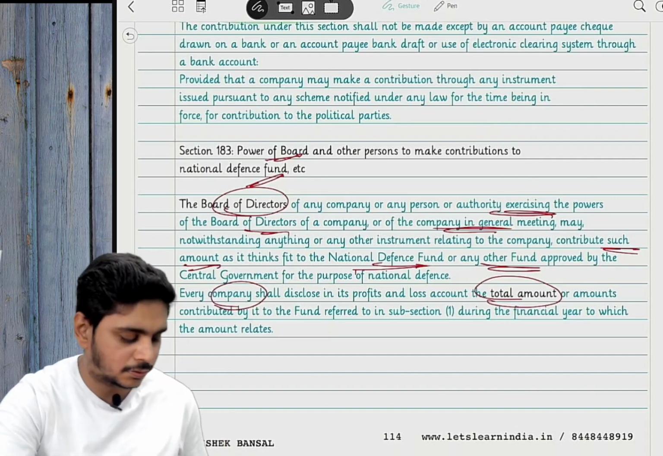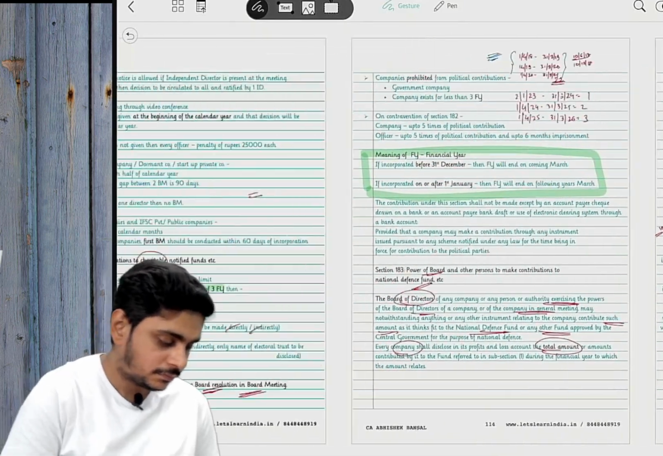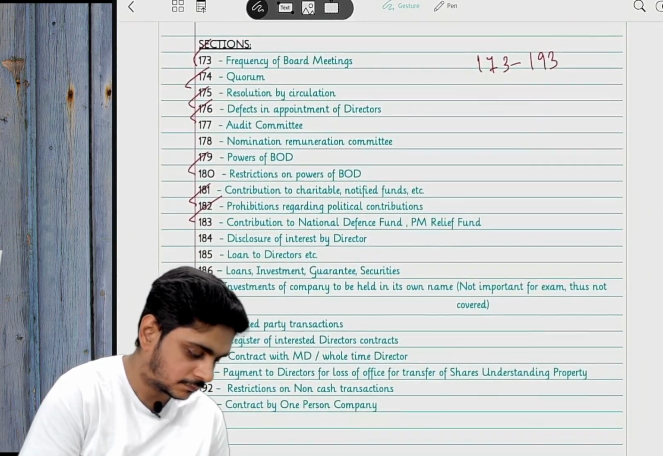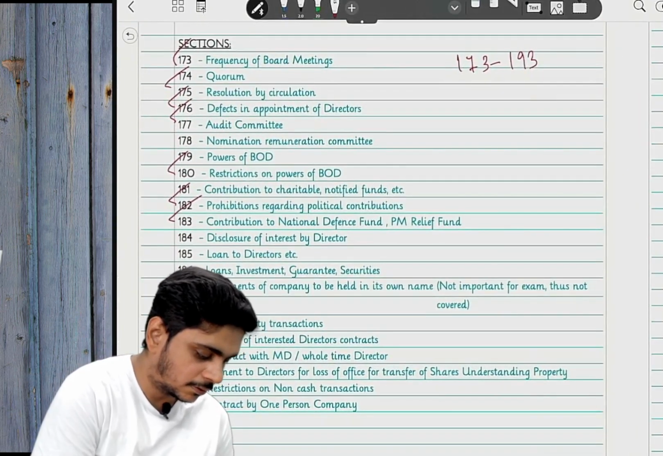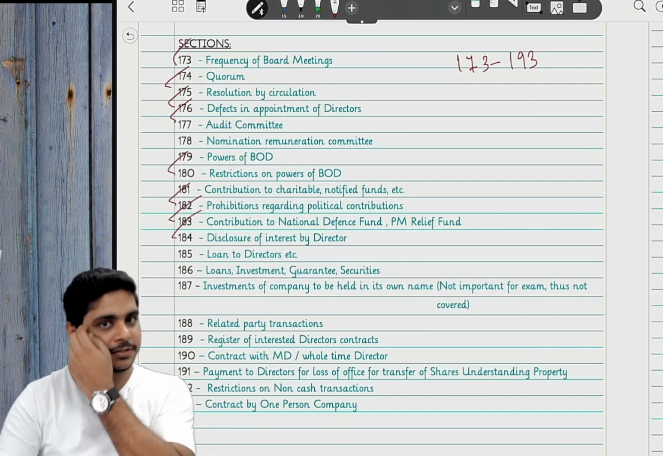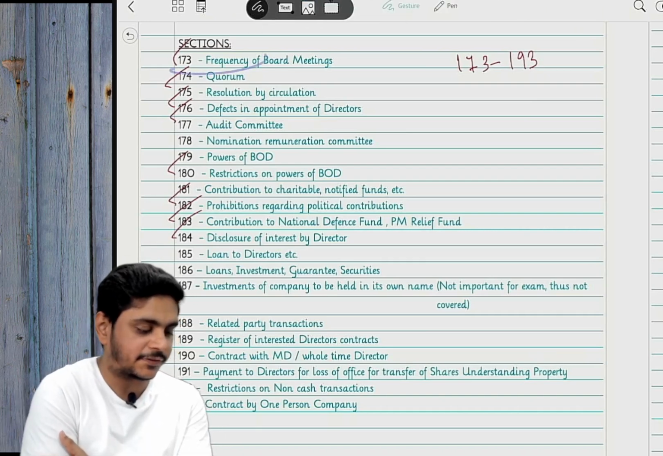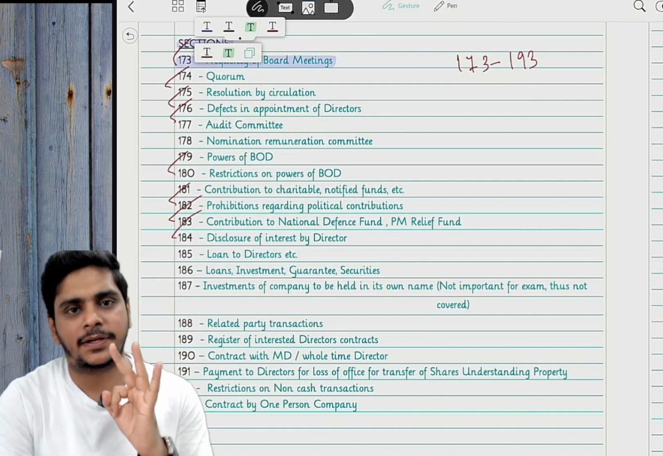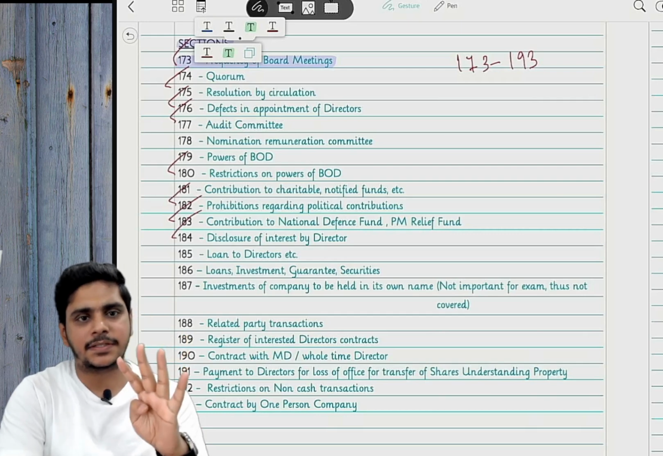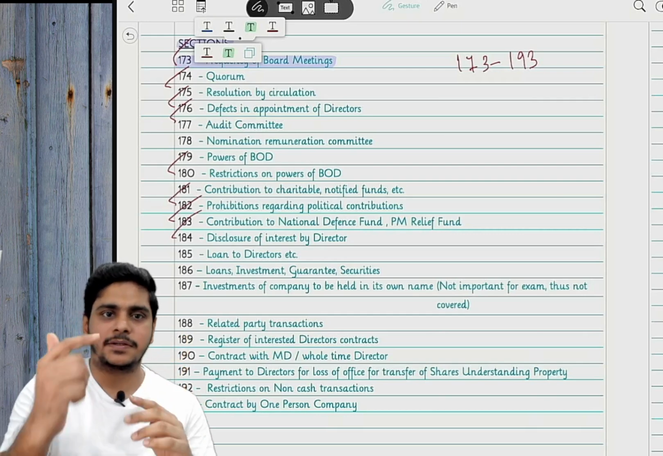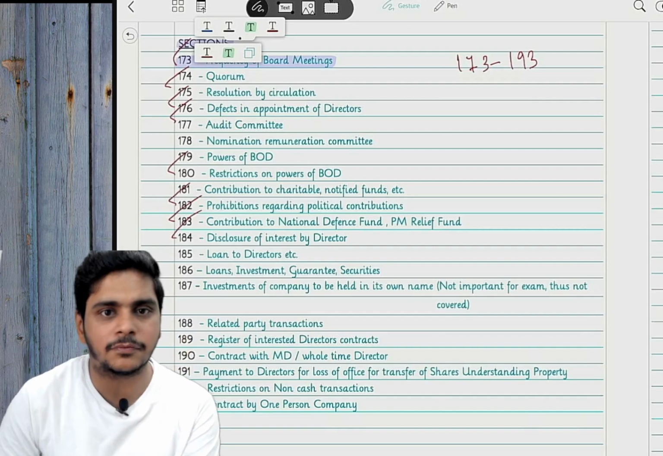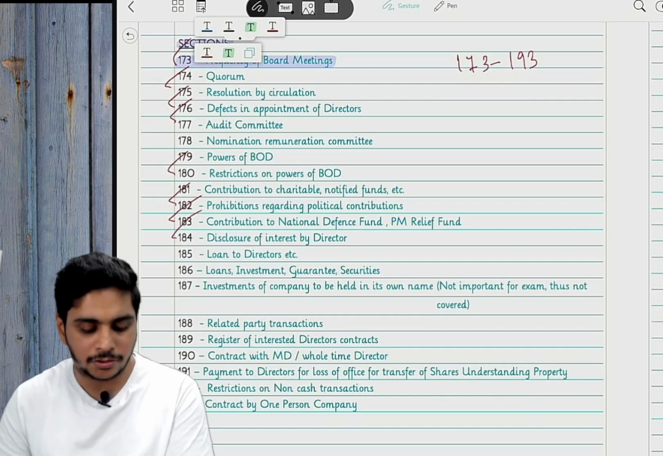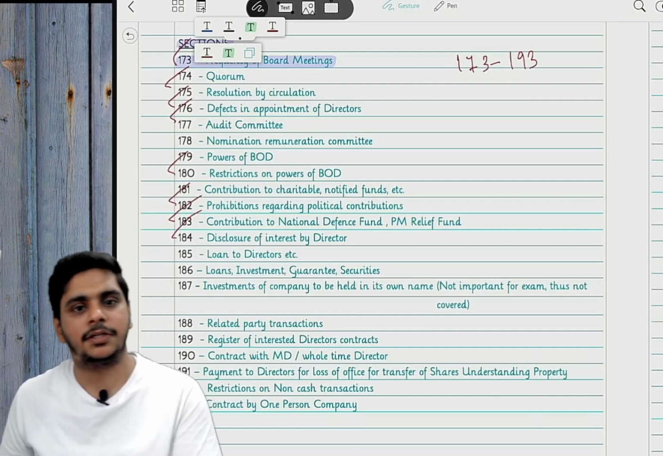Finish? Cool. So quickly recall whatever sections we have done. We did 173, that is frequency of board meeting. Then we did 174 quorum, 175 resolution by circulation. We did 176, that is defective. Then 177, 178 pending, 179 powers of board, 180 pending, 181 charitable contribution, 182 political contribution, 183 national defense fund. Till here we have done.